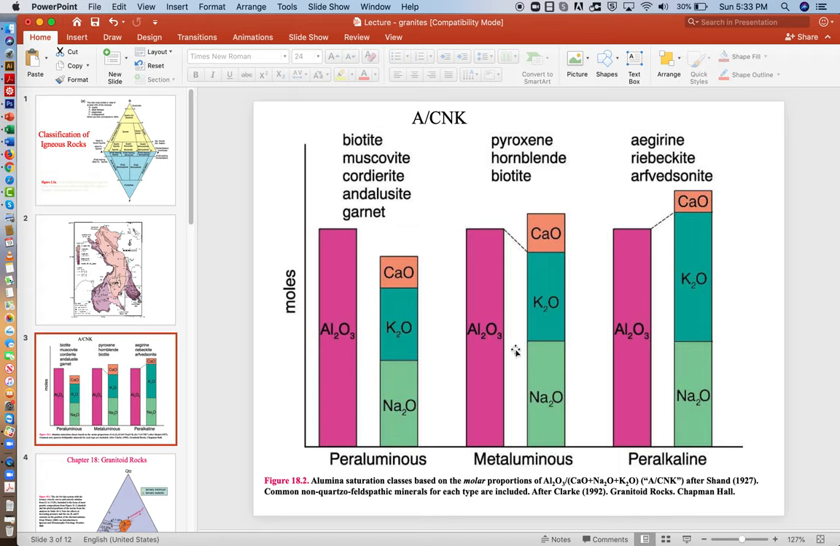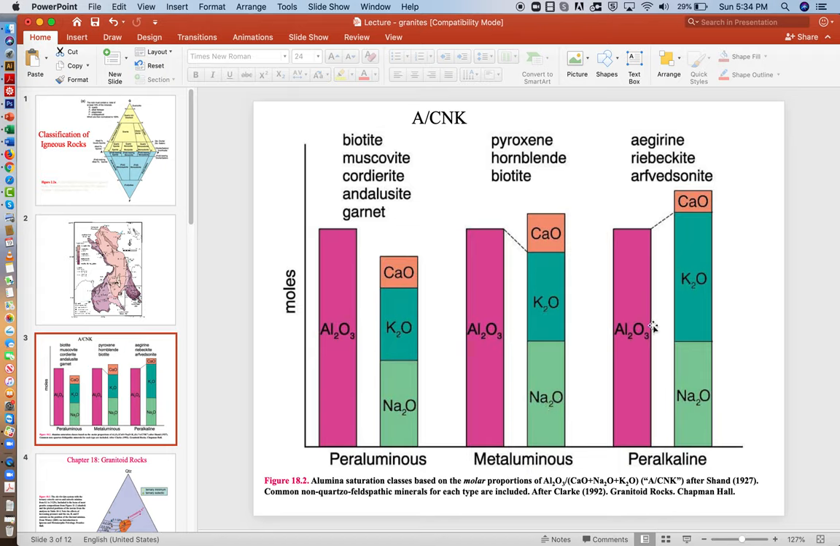We'll look at why that's important in a moment. But just to compare these two, it's really an issue of how much aluminum there is compared to the sum of calcium, potassium, and sodium. Here, the total amount of aluminum is greater, so that pink bar is greater than the sum of those. So that's the peraluminous case. So peraluminous essentially means you have a lot of aluminum. Metaluminous means that you have less aluminum than the total of calcium, potassium, and sodium.